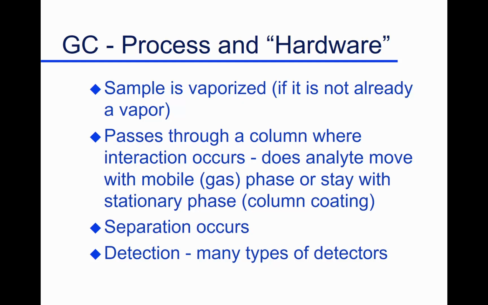Sample is vaporized if it's not already a gas. So we need to turn it into a gas. So we vaporize it in one way or another. Typically, we'll vaporize it through heating. So we'll inject our sample into a very hot area. It goes poof, becomes a gas, and it moves with our mobile phase. So our mobile phase goes ahead and drags our sample through a column. It interacts with the stationary phase to various extents.